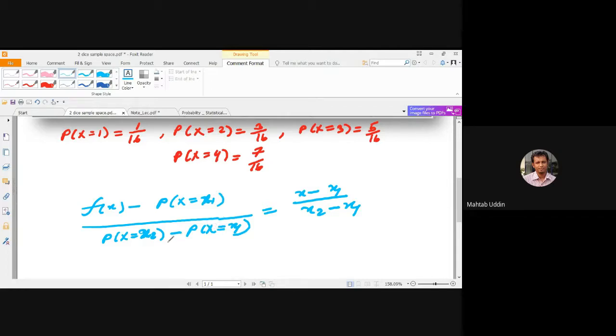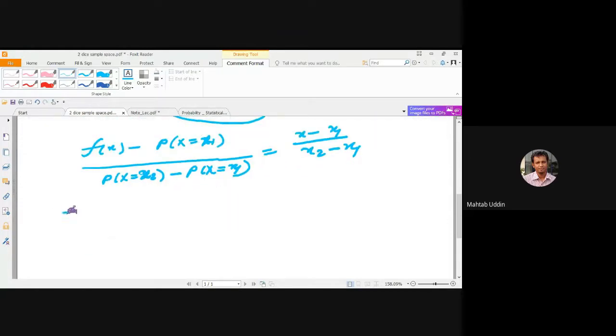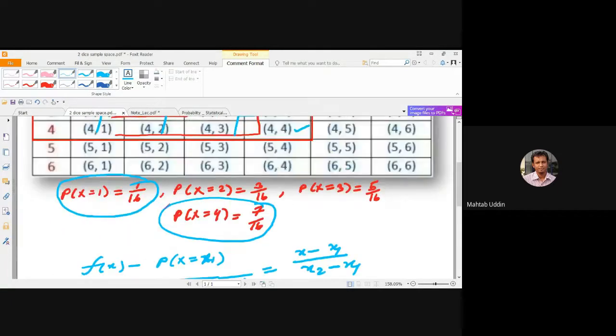Now what should we find here? You can choose any two. Let us choose this one and this one. I'm choosing this as x1, this as x2. So what can I write here? Fx. What is the probability of x1? 1 by 16, am I right? Yes, sir, 1 by 16.